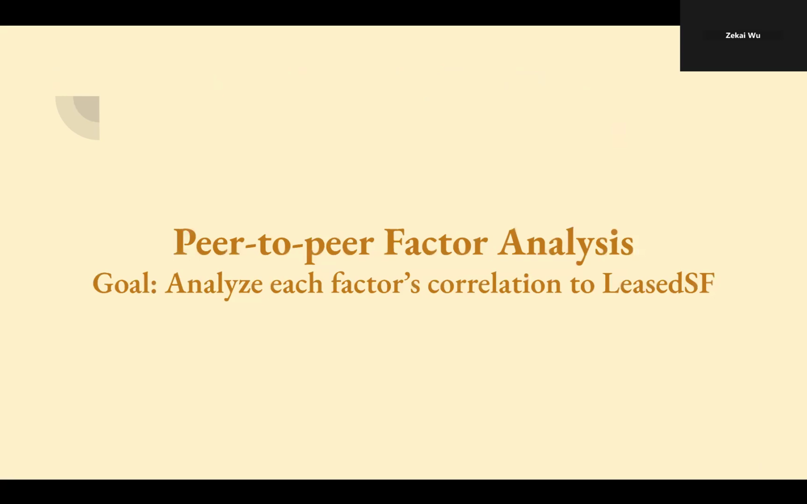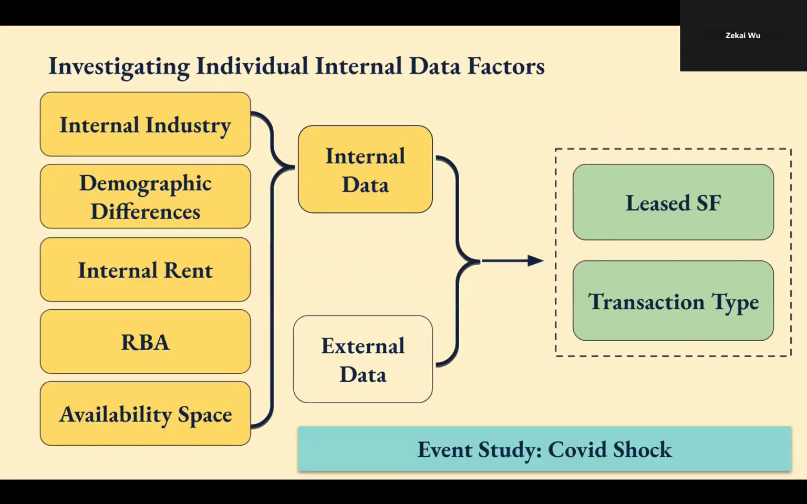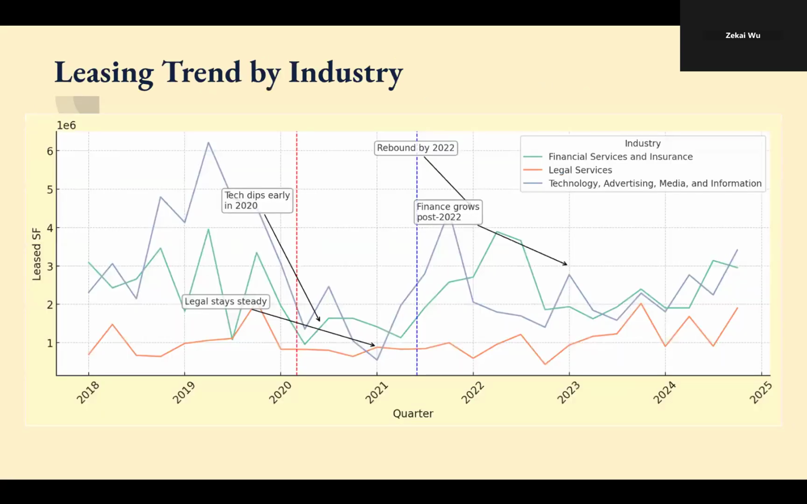Now we proceed to the second section, peer-to-peer factor analysis. The goal is to analyze each factor's correlation to list SF. This is the structure of the internal data focus. This chart shows that while tech leasing took the hardest hit in 2020, it rebounded sharply by 2022, whereas legal remained steady throughout, and finance began a more gradual recovery post-2022.